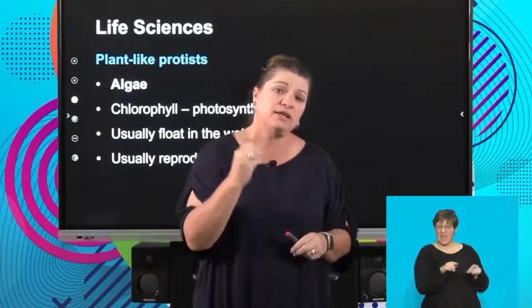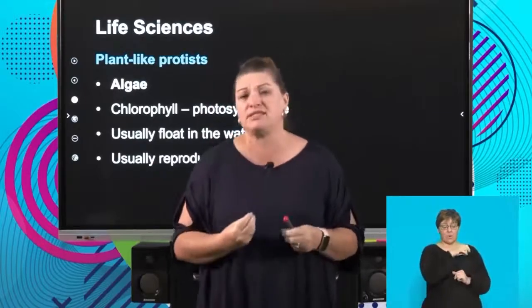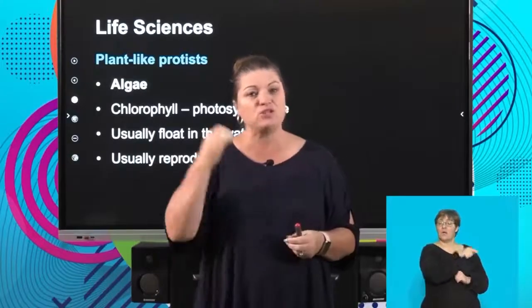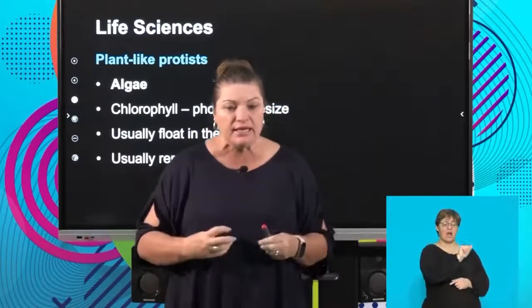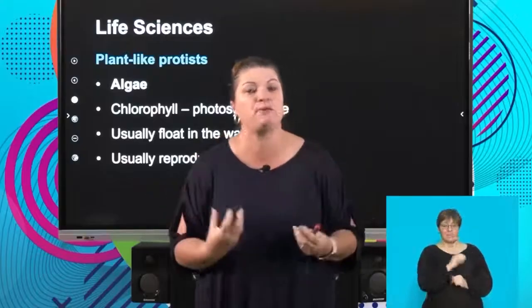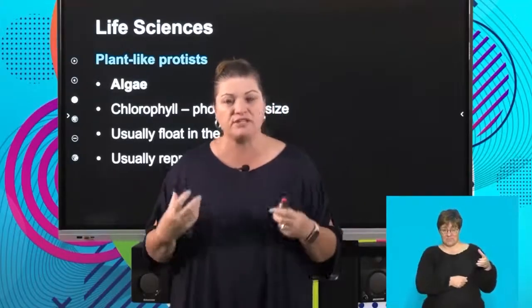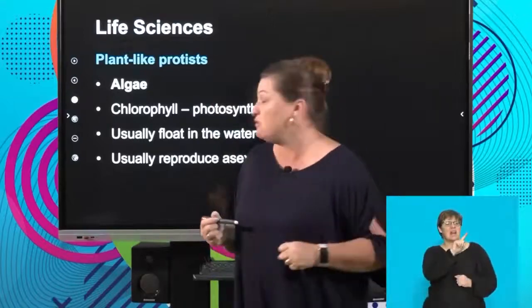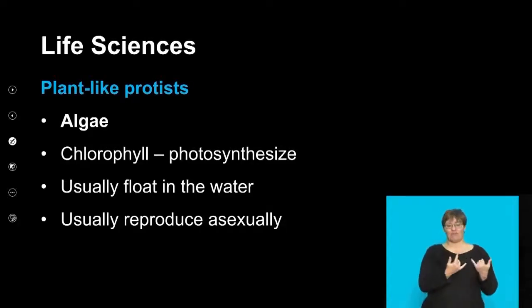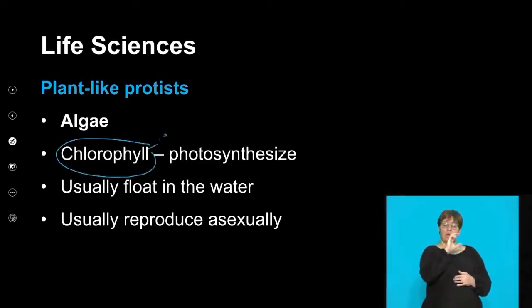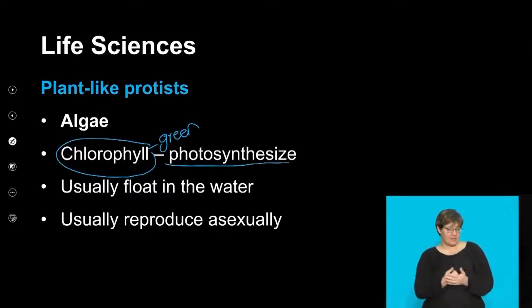Now, all of the plant-like protists, we give a name, and that is called algae. Algae belong to the kingdom protists. And what are the characteristics of algae? Let's have a look. First of all, they have chlorophyll. So algae are usually going to be green. There are other ones like red and brown, but they all have the basis of chlorophyll and can photosynthesize. And you're going to see that they're really, really important in aquatic food chains.